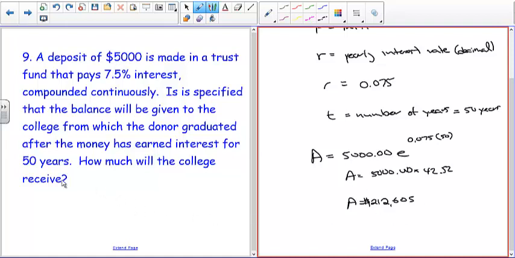Now, of course, 50 years, you'd have to be grandparents or something like that. Great-grandparents, put some money in there. This is actually somebody who maybe wants to put a scholarship together. They're like, 50 years from now, I'm going to have this scholarship amount.